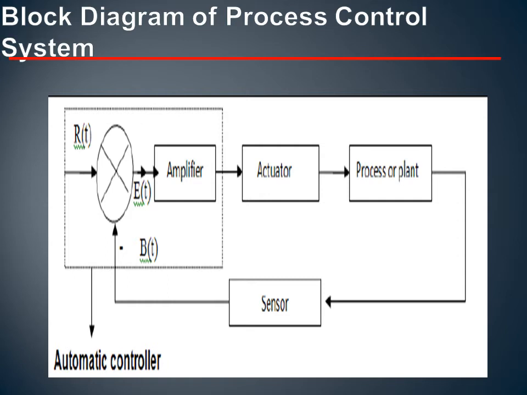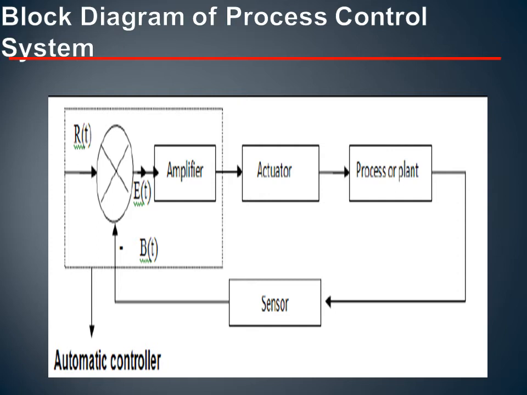First is process or plant. A process consists of a set of equipment connecting or operating together, that is called as process. It is also known as plant. A process may be a single variable or multivariable process control. Then second is sensor, or it is also called as measuring element. This sensor is the device that converts output variable into another suitable variable. The sensor is connected in the feedback path of the control system.